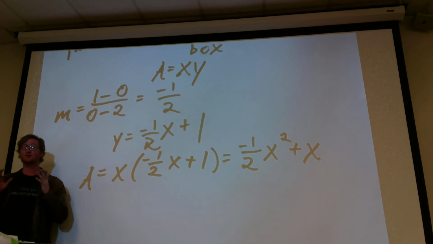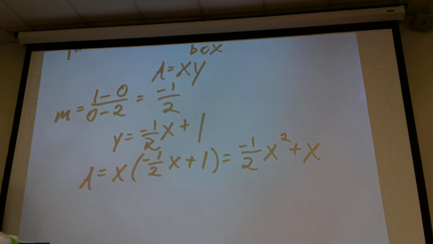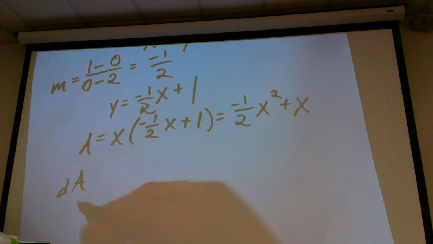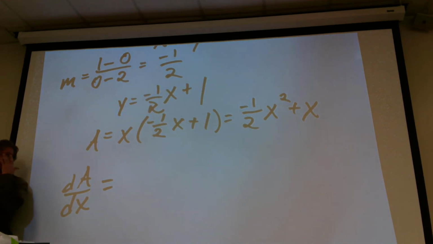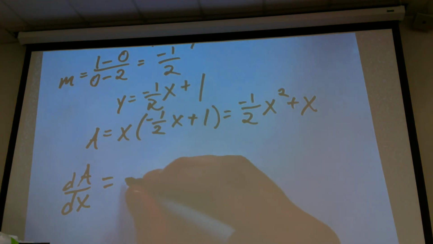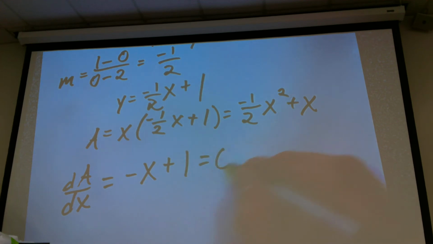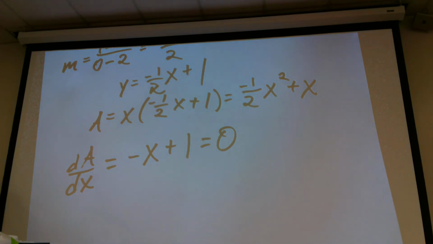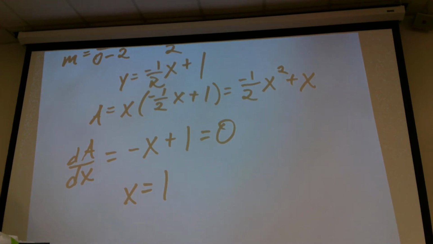So now what we're going to do is take the derivative with respect to that variable. So the derivative of A with respect to x: that negative 1/2 x squared, the x squared is going to become 2x and it's going to cancel out. That's going to be negative x plus 1, and we are going to set the derivative of the area with respect to x equal to 0. Okay? So what is that telling me? That's telling me that x is going to equal 1. Great.